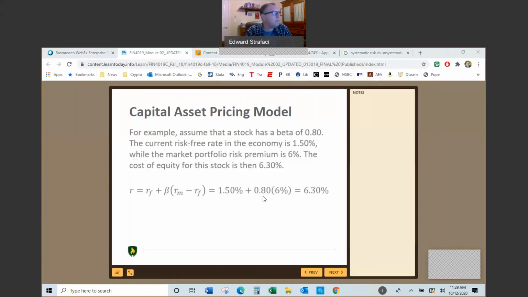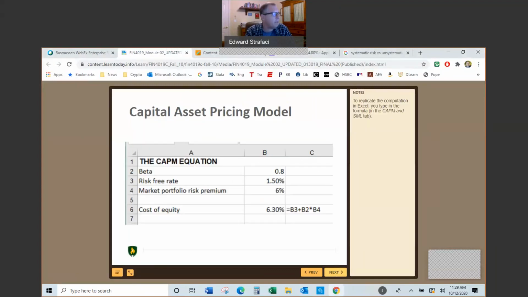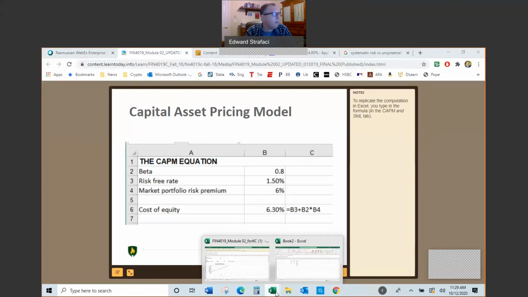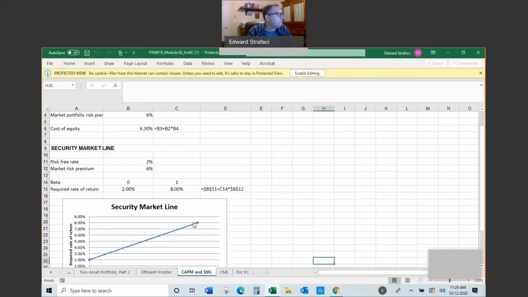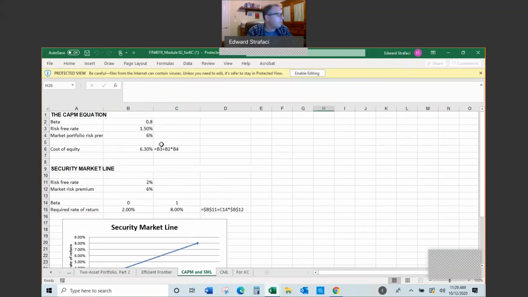This particular stock has a beta of 0.8, which means it moves at 80% velocity. So 0.8 times the risk premium, and the risk premium being the money you make in the market minus the risk-free rate. It's the extra return you get. Means the return on this stock is 6.3%. And that's the capital asset pricing model. I don't want to make this too long, but you can find it by going right here and getting the equation.